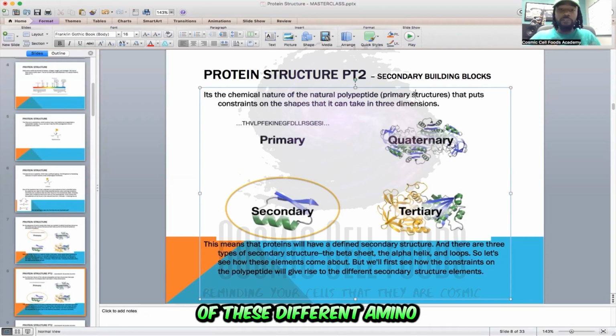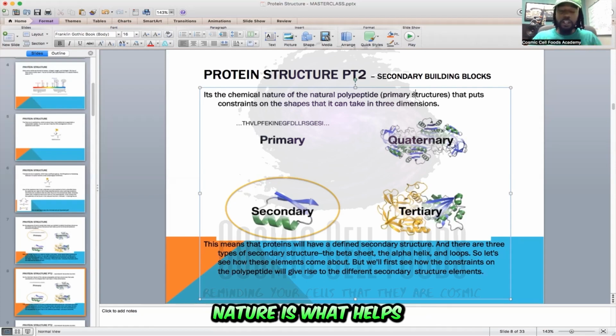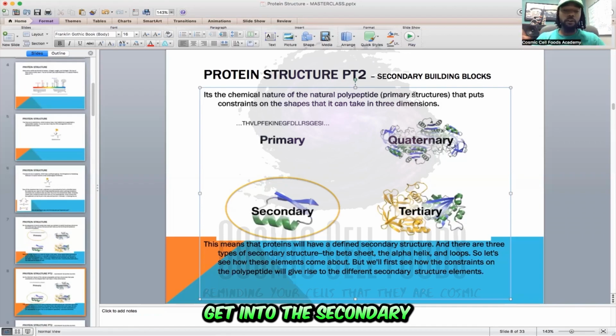It's the bonding of these different amino acids or mineral structures. That chemical nature is what helps shape proteins. It's the chemical nature that shapes what proteins can do, the shapes that they can make, etc. Now let's truly get into the secondary building blocks of protein. This simply means what I just said about the chemical nature: proteins will have a defined secondary structure.